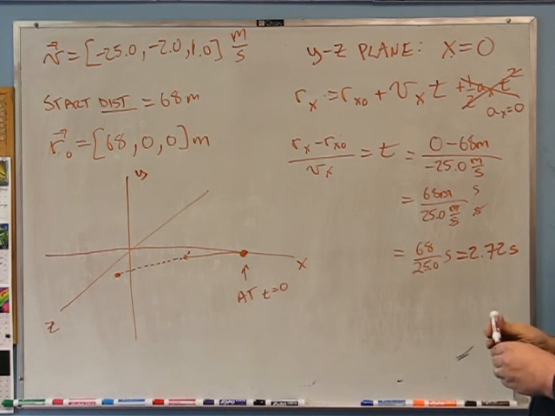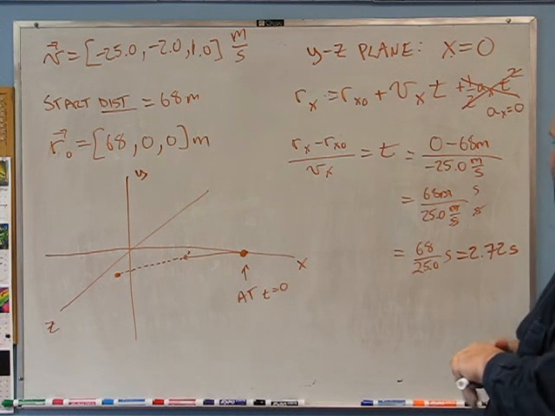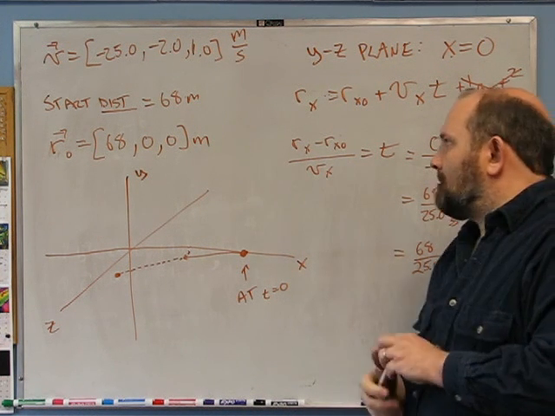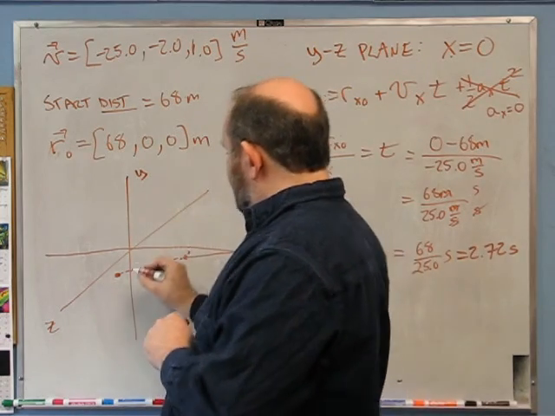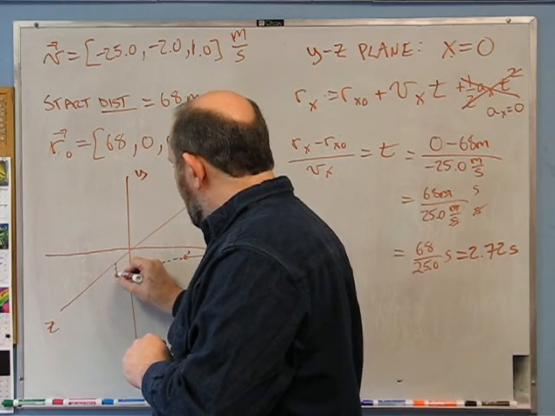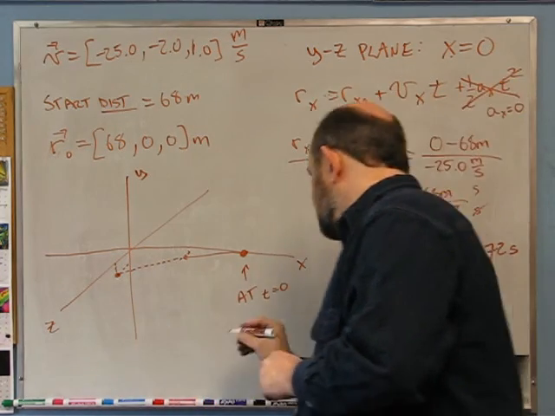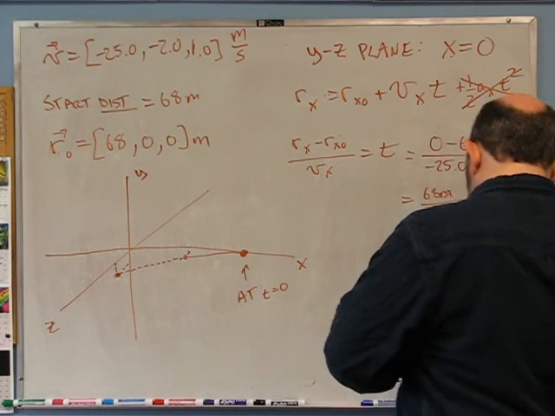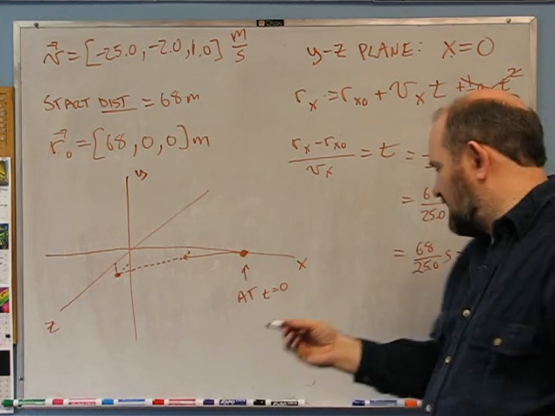That works out to be perfect there. It's only good to two sig figs because we only have two sig figs in the 68, but I'm going to keep all of them for now. So that's when. Where? What does where mean? It means we already know what X is when it hits the YZ plane. X is zero. But what is Y and what is Z when it hits the YZ plane? Well, we can use the same equation again, but in a different color, because we like colors. A different shade of brown, really.